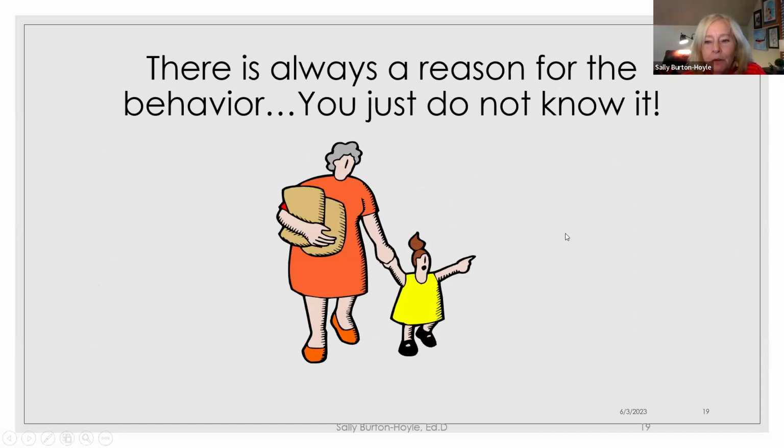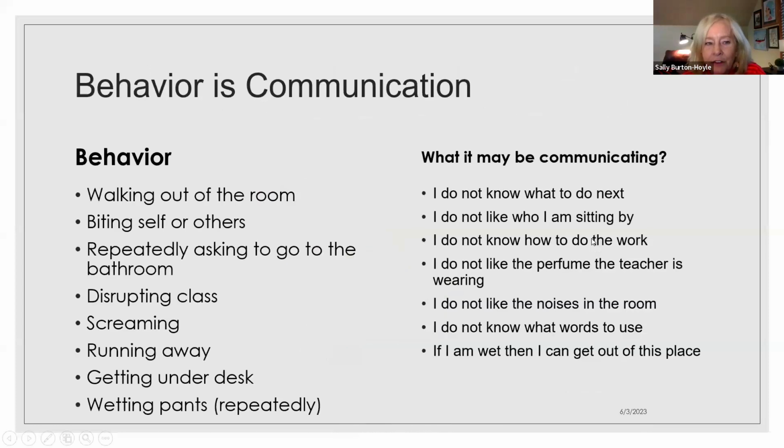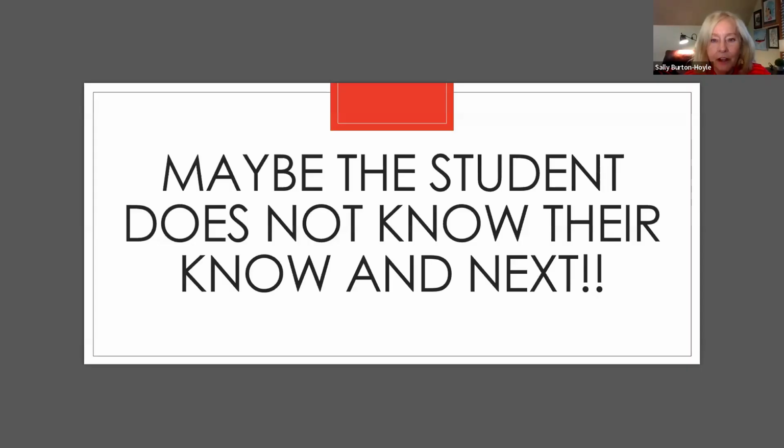And just remember, with behavior, there's always a reason for something. It's never a bad thing to just kind of guess: walking out of the room, biting self. What does it mean? It generally means they don't have a good idea of what the expectations are and where they are and what's next. And again, visual supports are critical for that.